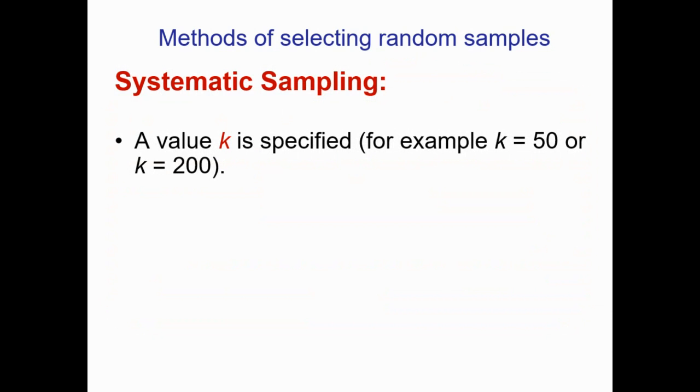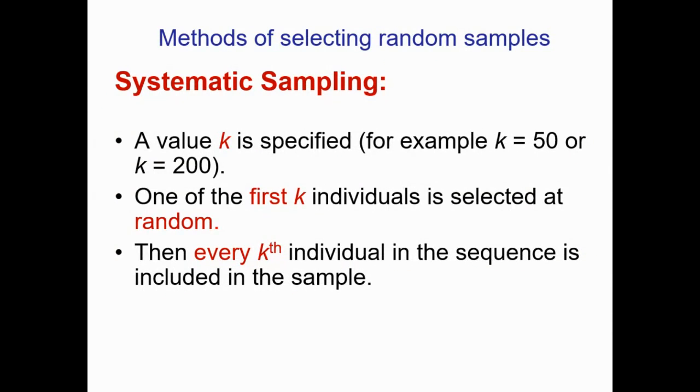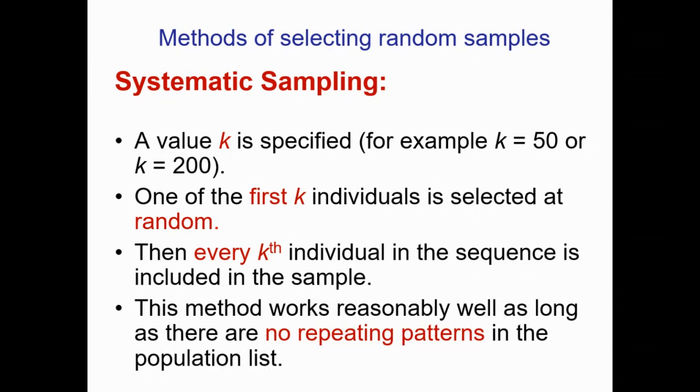In systematic sampling, a value K is specified. That's the first step. Our K in this case was 20. Then one of the first 20 individuals is selected at random. Then every 20th after that is included in the sample. So we pick 13, and then 33, 53, 73, 93, etc. This works reasonably as long as there are no repeating patterns in the population list.